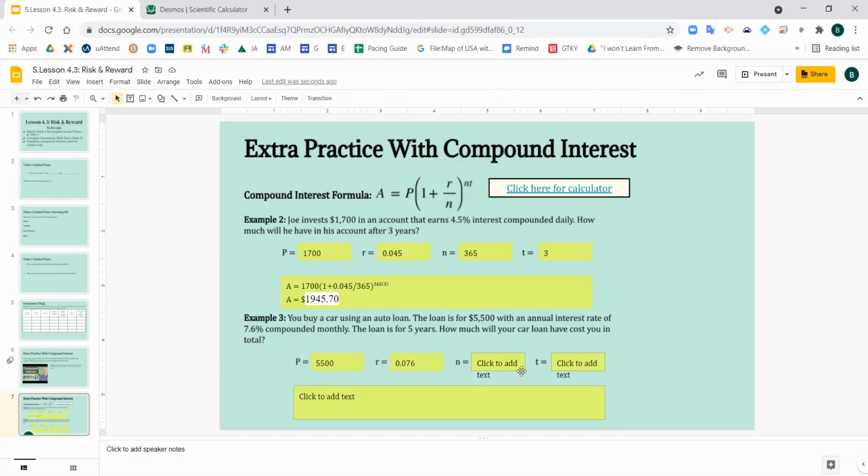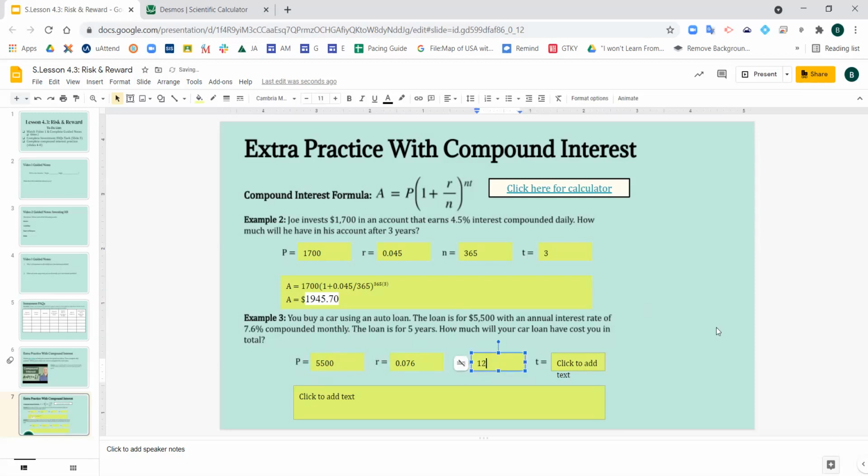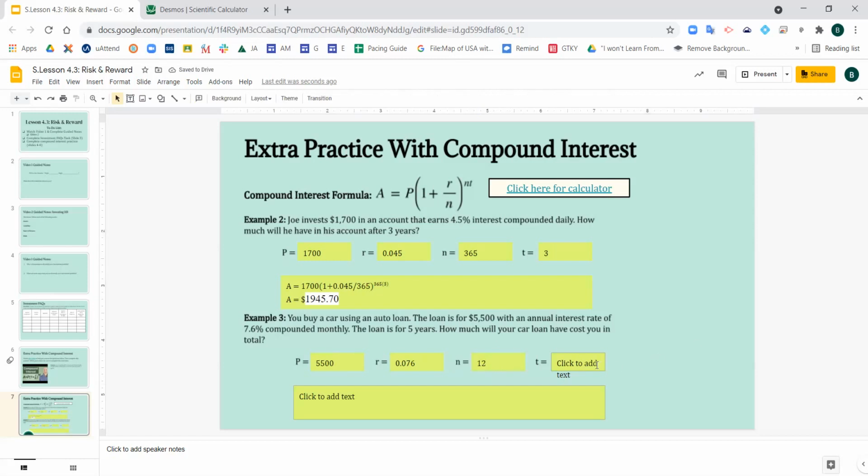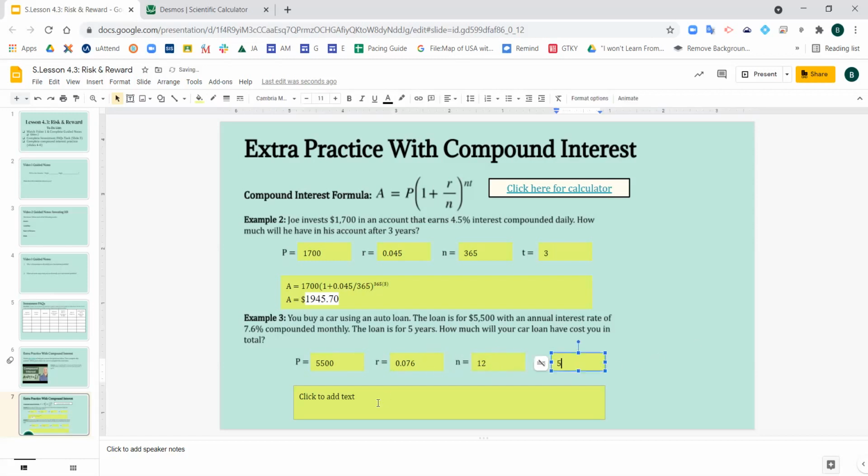Then N is how frequently we are compounding. It's telling us we're compounding monthly. There are 12 months to a year. So that means that N is going to be 12 because that's how many times we're going to compound our interest each year. And it's 5 years. So now I'm just going to substitute those numbers into our formula. 5,500 is P, parentheses 1 plus our R is 0.076 over N is 12 to the NT. N is 12, T is 5.